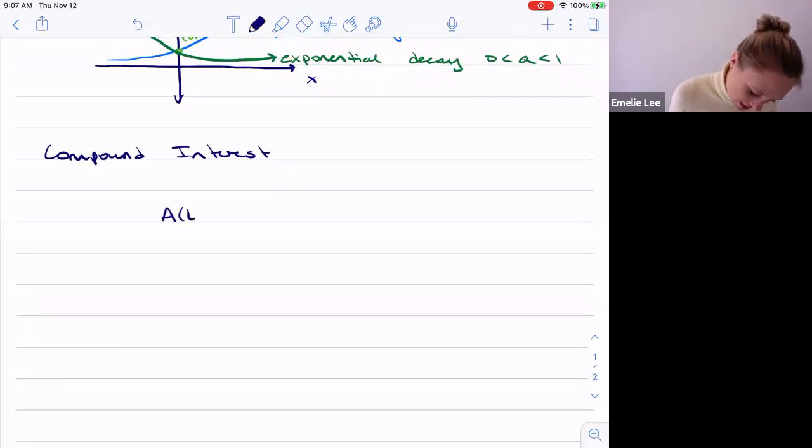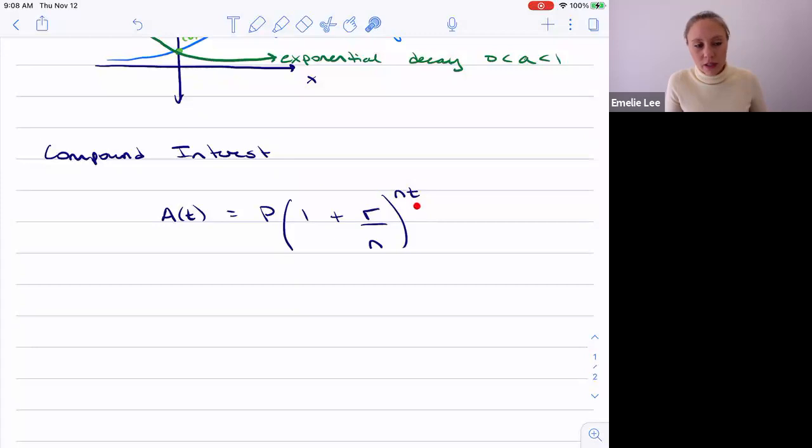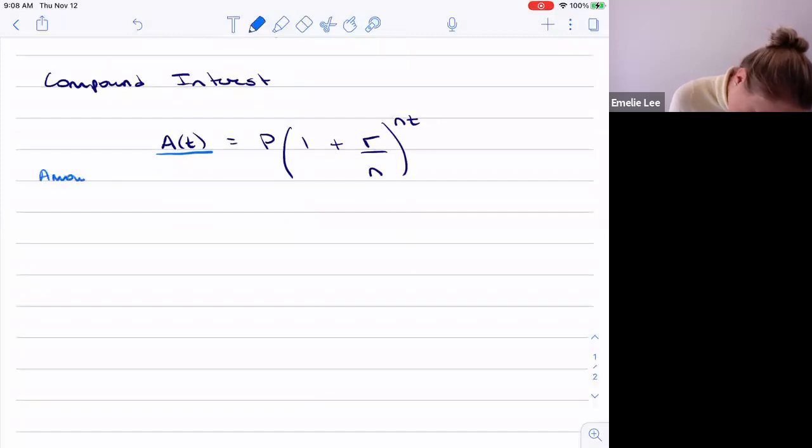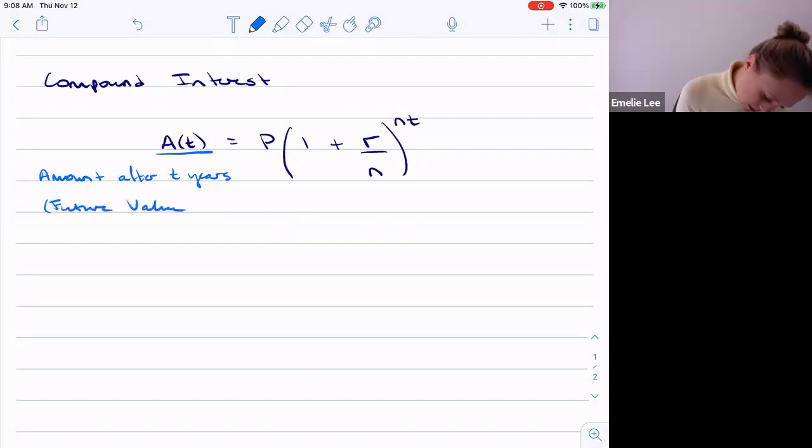So A of t, and I'll talk about what each of these are, is P times (1 plus r over n) to the power of n times t. First thing I want you to notice is that the variable here is t, which is time. And t is in the exponent, so you have an exponential function. Okay? So A of t is the amount after t years. This is also called the future value.